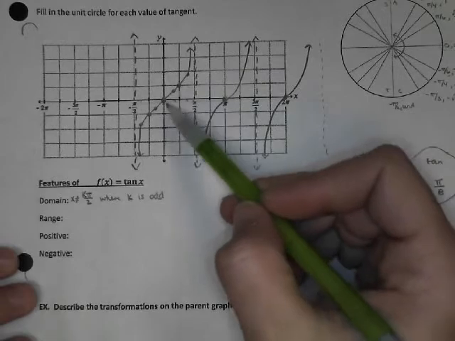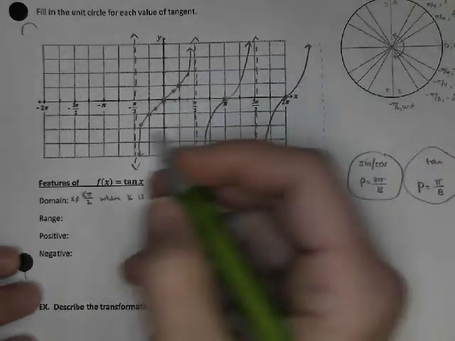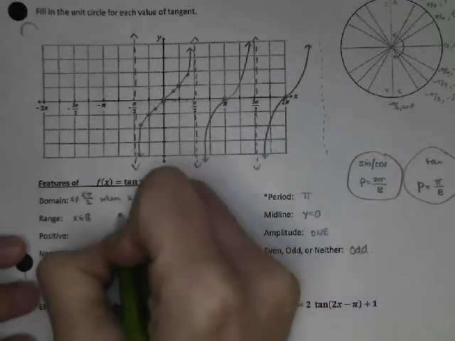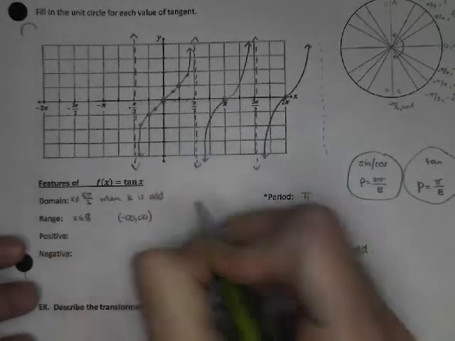Your range is all real numbers. It's going to go down forever and up forever. So that is, x is an element of all real numbers. Or if you did interval notation, you could do negative infinity to infinity.